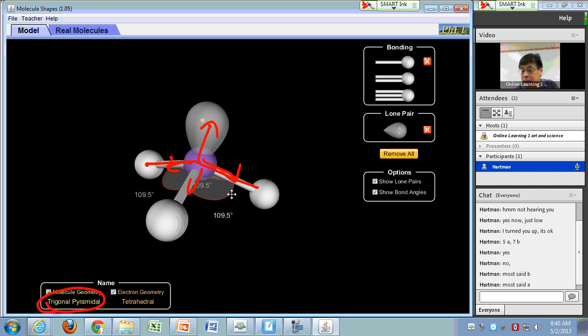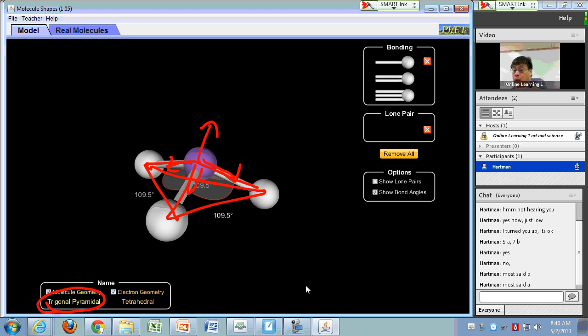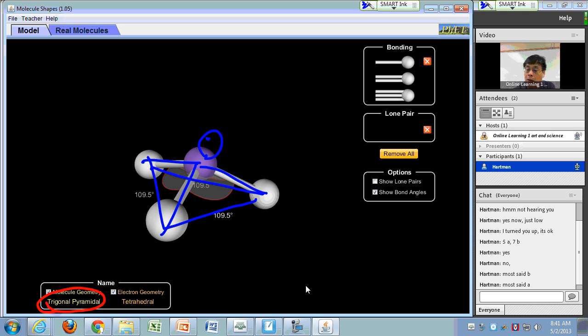So it's still like a pyramid. It's like a flattened out pyramid. You're only looking at the shape that's defined by the atoms. You ignore the lone pair. Okay, so I'm going to hide the lone pair here so you can see that. So if these angles are 109.5, then this looks like a pyramid, right? But there's a lone pair out there that is not used as part of the description of the shape of the molecule. So when you're describing the shape of the molecule, you just describe the shape that is defined by where the atoms are located.